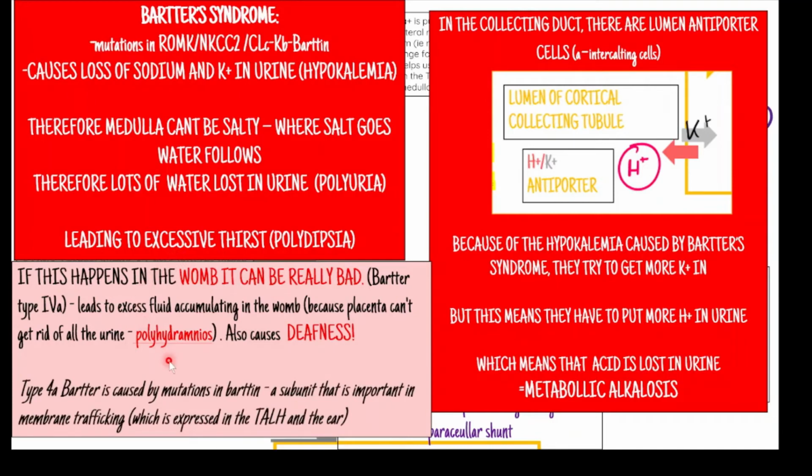And this is because type 4A Bartter syndrome is caused by mutations in a protein called barttin, and barttin is important in the thick ascending limb and also the ear.